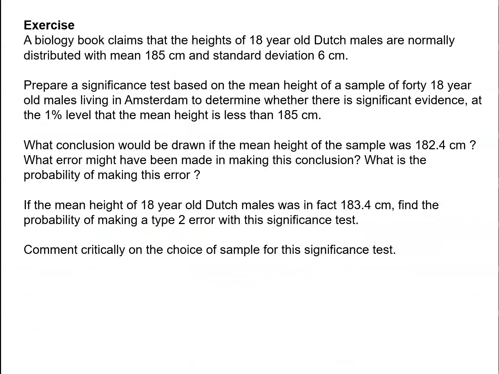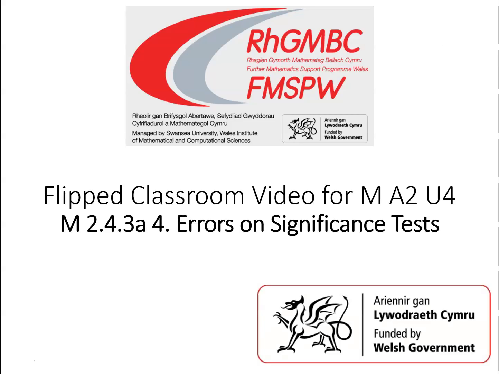Now to finish the work on this video, what I'd just like you to have a go at is this one question here. So you're setting up a significance test, you're looking at the possible errors that can be made on this significance test, and finally you've got to have a think about the choice of sample for the test. So have a go at this question and take along your solution to your next lesson. So that concludes our look at errors with significance tests.